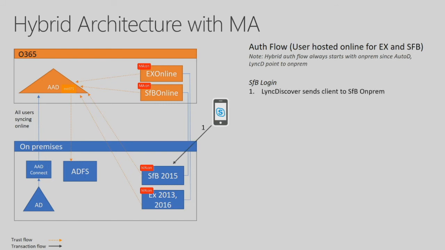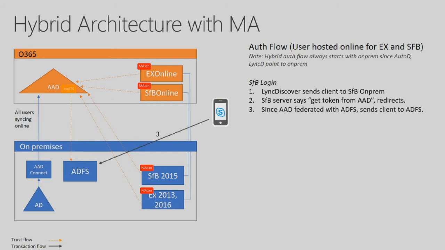So what happens is, first of all, Link Discover will tell the client, go to SFB on-prem. So the client goes there, says, hey, I want to log in, and the server looks at that trust line, okay, that orange line, and says, I trust AAD. Go to AAD and get a token and then come back to me, all right? So the client goes to AAD and says, hey, I want to get in, and then AAD says, I trust ADFS. You see that trust line between AAD and ADFS? That's your federated identity, okay? So AAD says, go to ADFS.